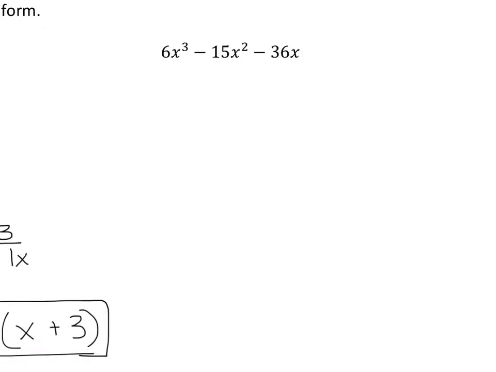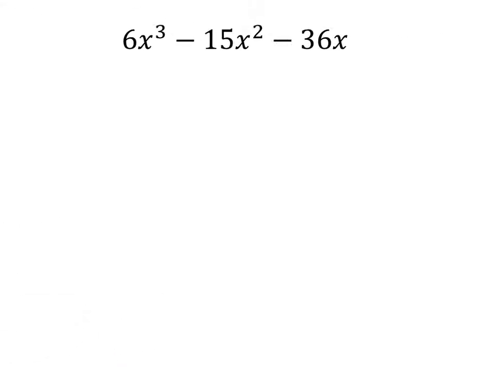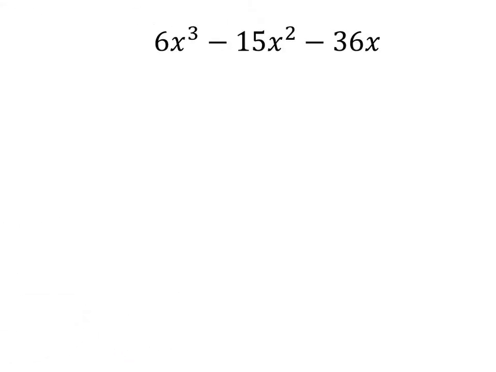All right, one more of these. So start out, do we have a greatest common factor? Any number going to 6, 15, and 36? 3. All right, do they have any common variables? An x. They all have at least one. Okay, so we need to pull 3x to the front, so divide it out of each term.